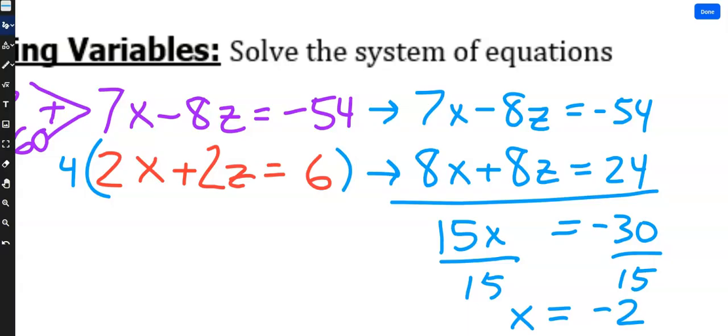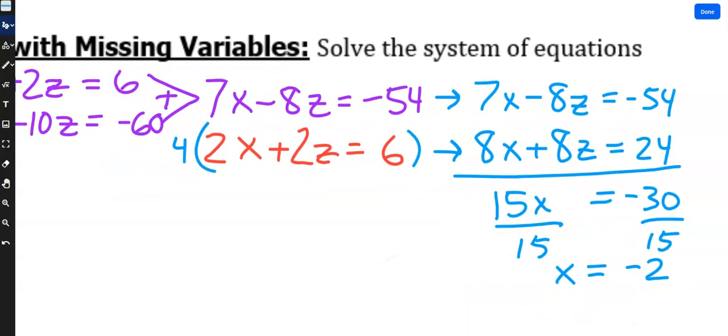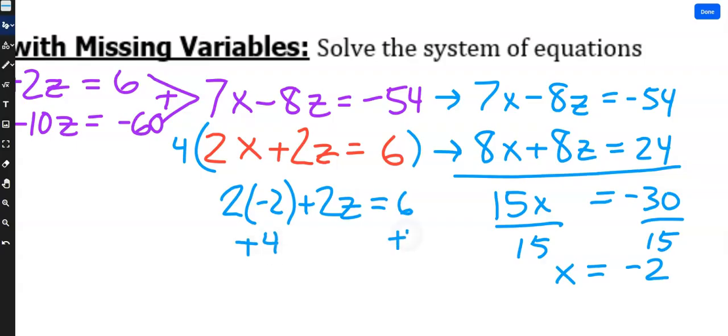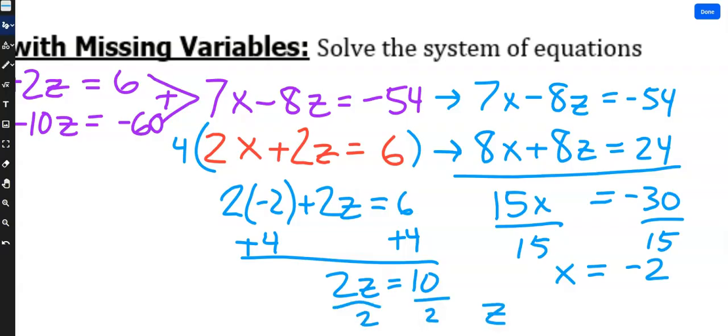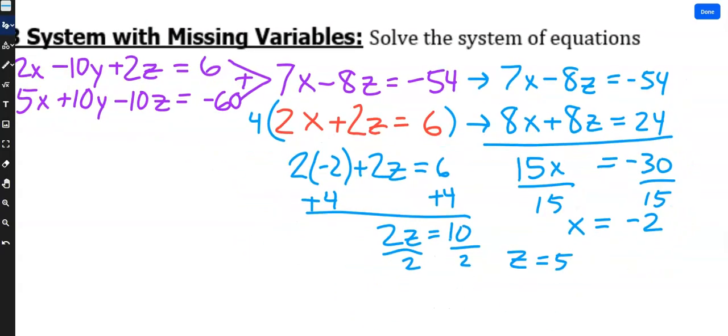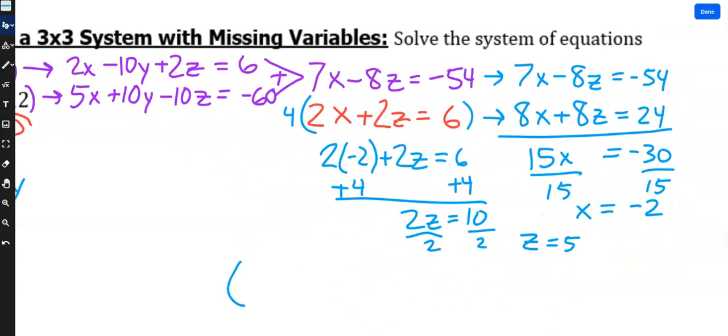Well, what am I going to do with it? Plug it back in? I'll use this equation. 2 times negative 2 plus 2z equals 6. So that's a negative 4, so I'm going to add 4 to both sides. 2z equals 10. Then I'm going to divide out the 2, and I get z equals 5. So far it's looking good. It looks like I got a negative 2 for the x value and a positive 5, so I know my first number and my last number, but I've got to find the y in the middle.